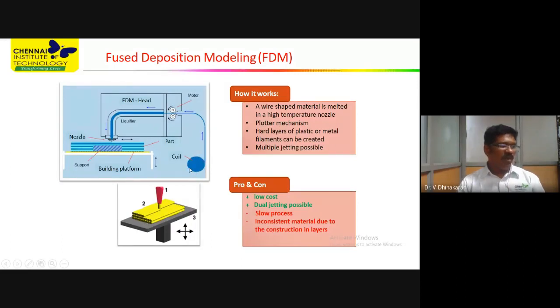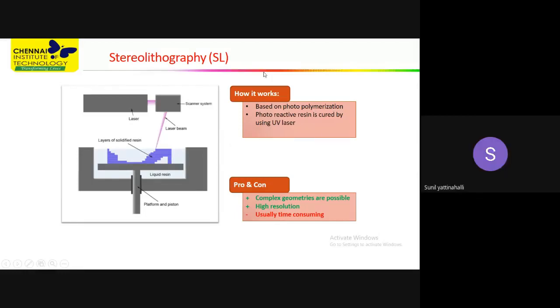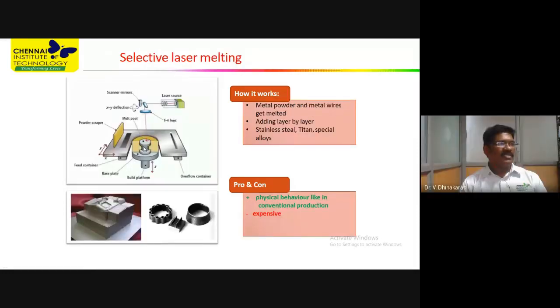there will be a pool of material, and that material will be flowing, and it will be melted through a heat source, and layer by layer, the material will be ordered like this. Okay, and so the stereolithography method uses photopolymerization. This is the photopolymerization. Okay. And the material is produced.